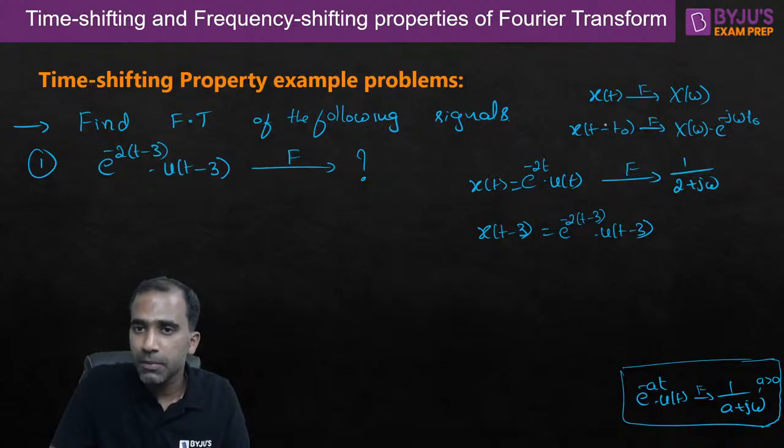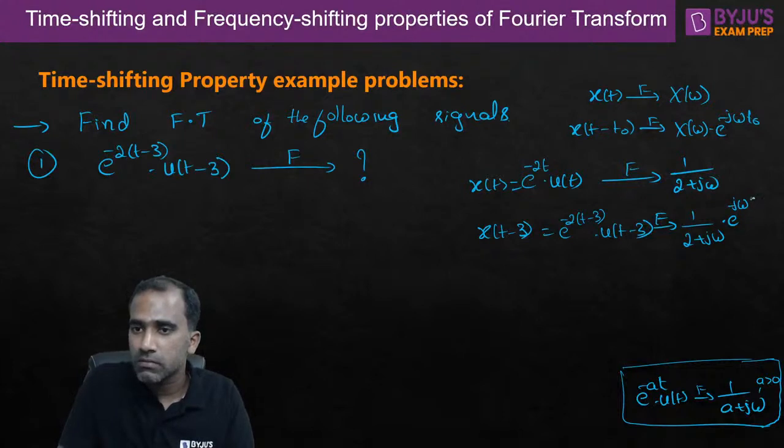By using the time shifting property, we can find the Fourier transform of this one, which is, we know the Fourier transform of this. If you shift it, what happens to the Fourier transform? Same Fourier transform, just copy it. Multiply with a complex sinusoidal signal, j omega T naught. What is T naught? T naught is minus 3.